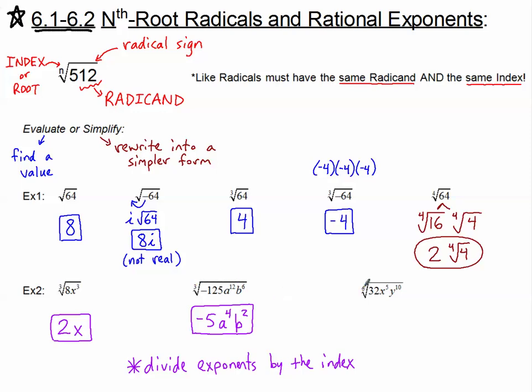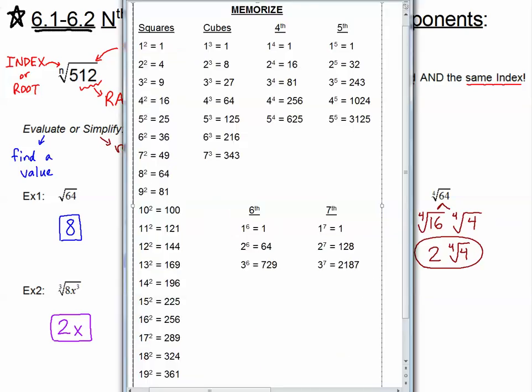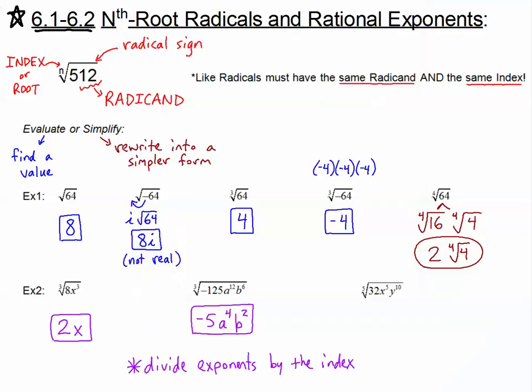Let's try this last one, the fifth root of 32. Ooh, let's look at our table and look at the fifth roots. Now these are the fifth roots. And yep, there it is. 32 is one of the perfect fifths. It's 2 to the 5th power. So when I go back to my problem here, the fifth root of 32, that is nice. It's 2. X to the 5th is a perfect fifth because 5 divided by 5 is 1. Y to the 10th is a perfect fifth because 10 divided by 5 is y squared.